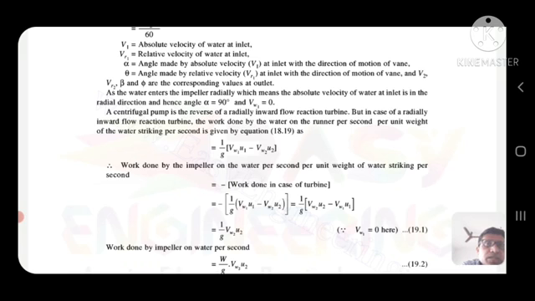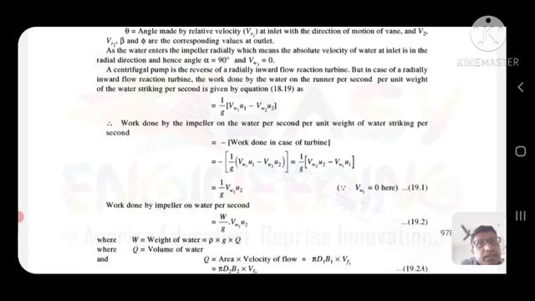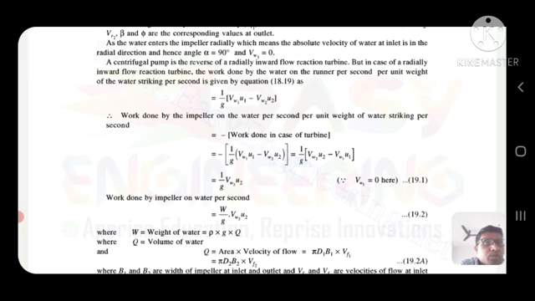Theta is the angle made by relative velocity Vr1 at inlet with the direction of motion of vane, and v2. As the water enters the impeller radially, which means the absolute velocity of water at inlet is in the radial direction, hence the angle alpha is equal to 90 degrees and Vw1 equal to 0.